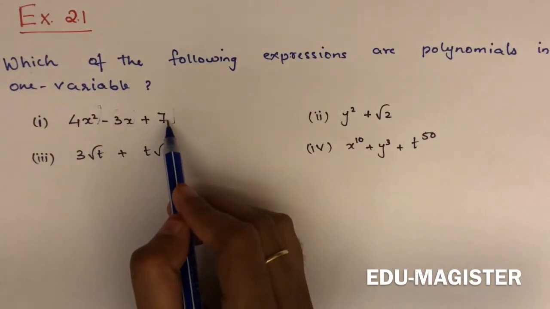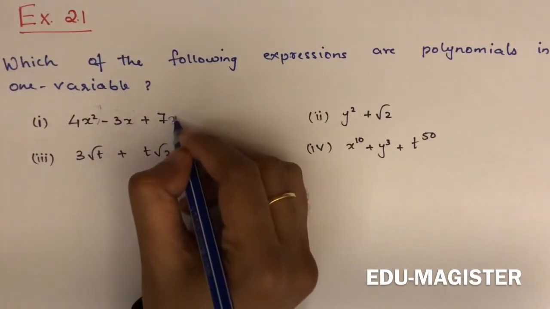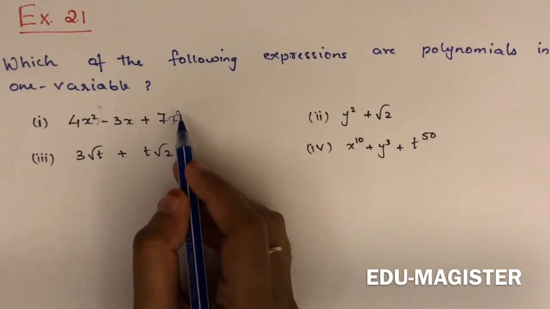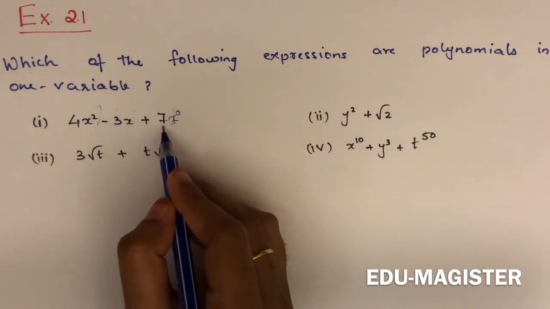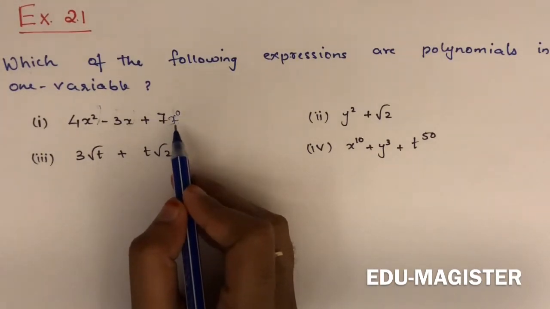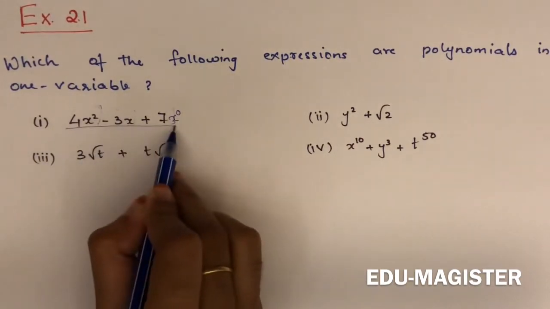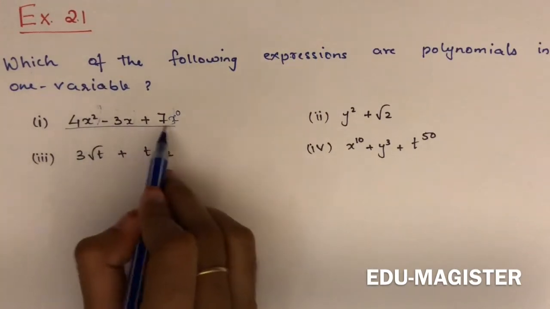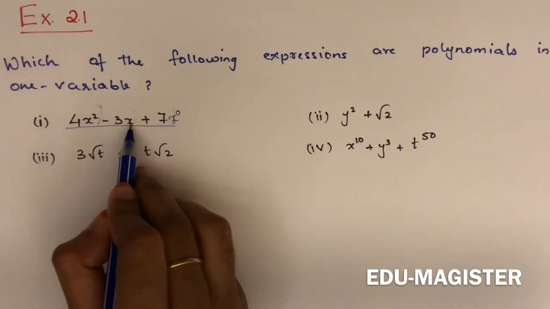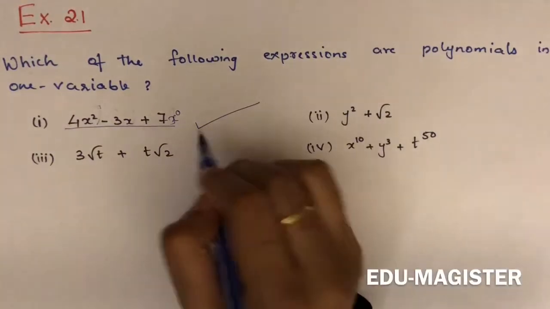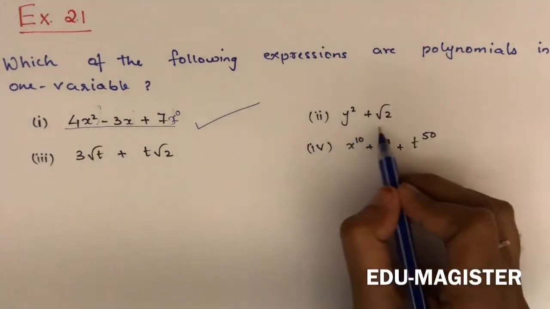In the third term, as we have already discussed, this can be written as x raised to 0, because x raised to 0 is 1. So this term also has a variable with a whole number power. 0 is also considered a whole number. So yes, this is a polynomial in one variable, since only one variable is present. x is the only variable in this question. Let's move on to the second question.